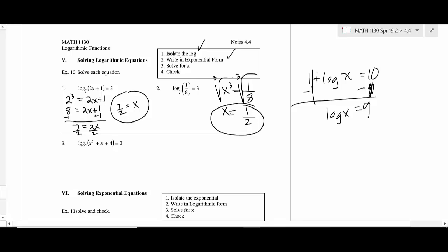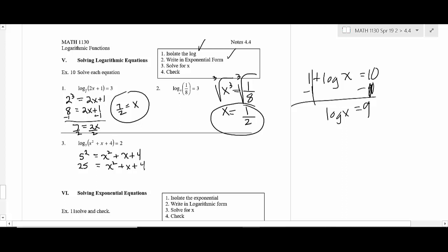The next one, again, the log's isolated. So you would write it in exponential form. So that would be 5 to the second equals x squared plus x plus 4. So see, that's a quadratic equation. So you're going to try to solve this either by factoring or the quadratic formula if we have to. So this would be 25 equals x squared plus x plus 4.